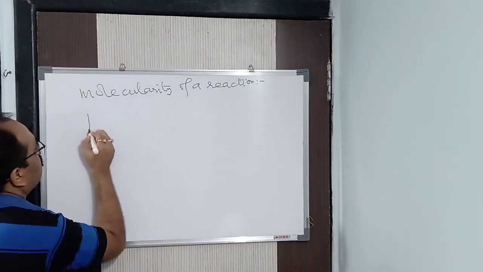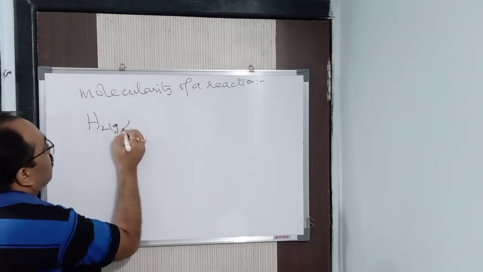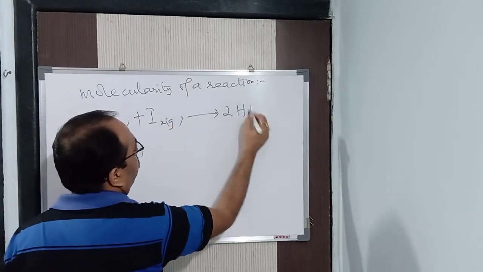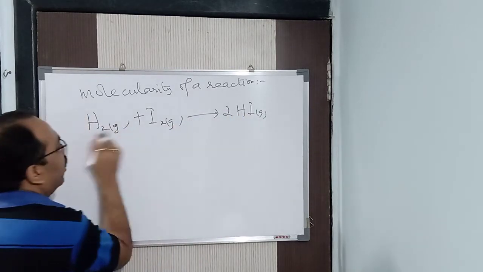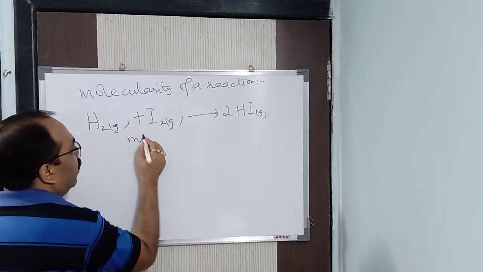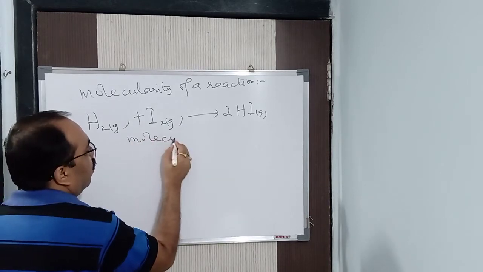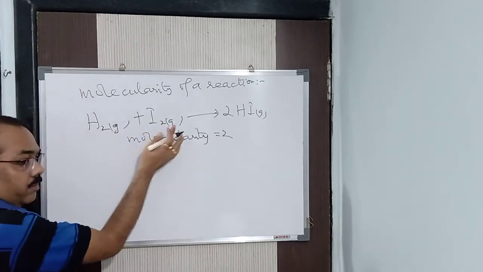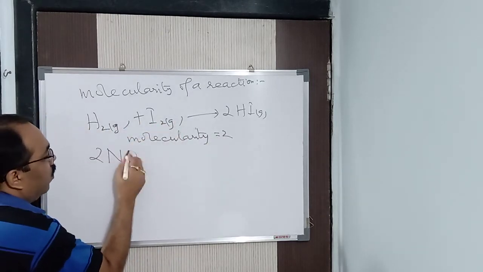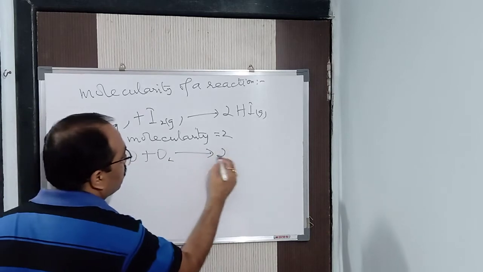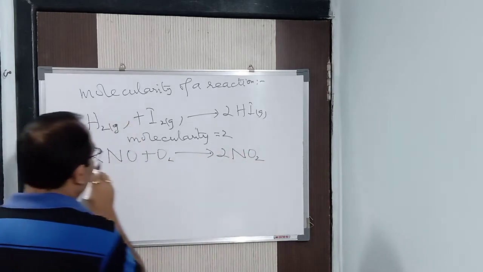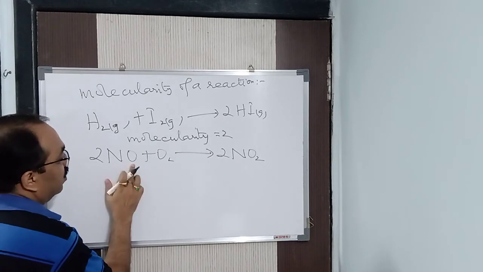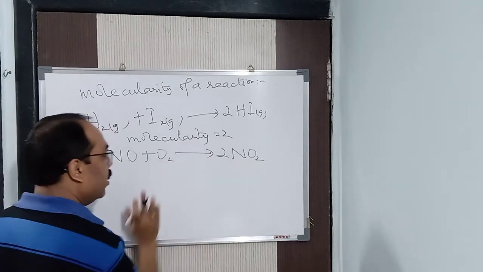Theoretically means what? Suppose for example, H2 gas plus I2 gas gives 2HI gas. So what is the molecularity? Molecularity is 2 here. Very clearly you can see it. It is 2 molecularity. Like 2NO plus O2 gives 2NO2. You see whether the reaction is balanced or not? 2NO plus O2: 2NO, nitrogen 2, oxygen 2 plus 2, 4. Here also it is the same. It is balanced.